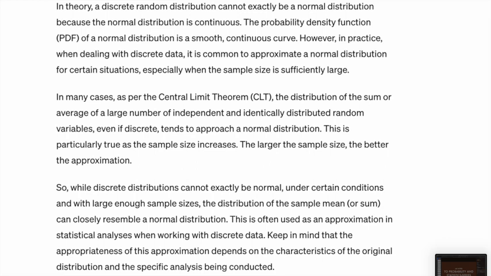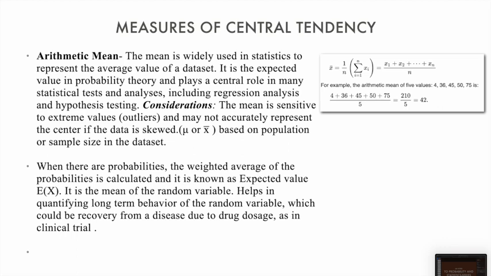Measures of central tendency: arithmetic mean. The arithmetic mean is the average of the values, whereas when there are probabilities, the weighted average of the probabilities is calculated and it is known as the expected value. That is, if P of i, the probability of i, is given, then along with that, the value corresponding to it has to be multiplied, and then the average is taken, which is the expected value. The mean is sensitive to extreme values, outliers, and may not accurately represent the center if the data is skewed. Mu or x naught are the variables used to indicate the mean. Mu means population mean and x bar is the sample mean.